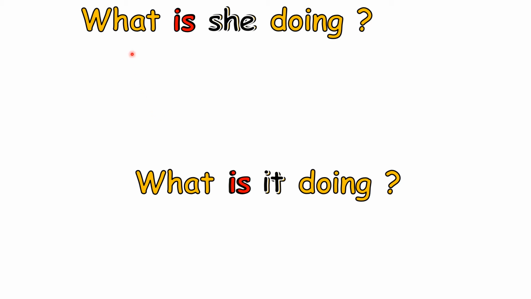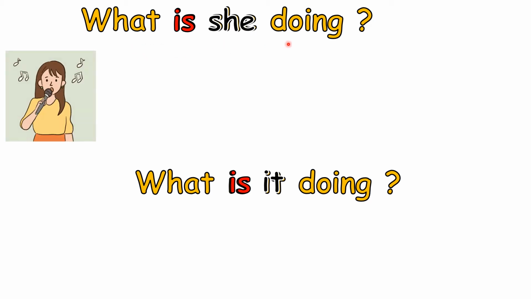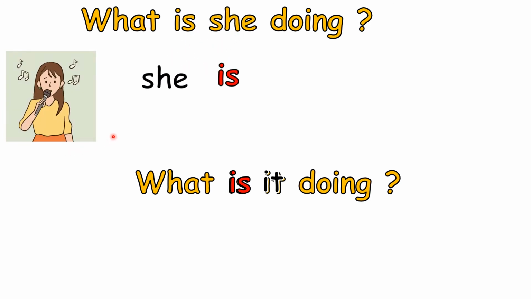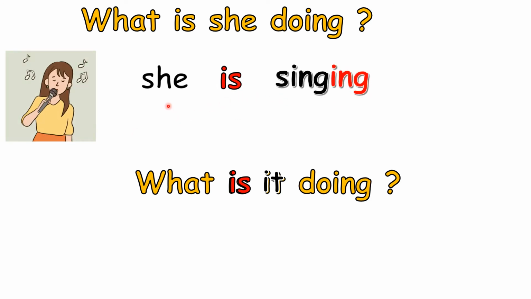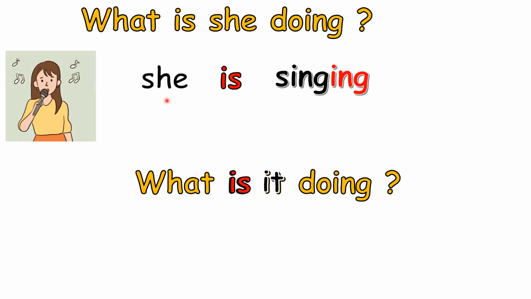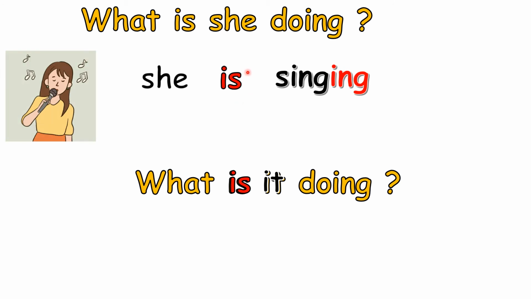Let's complete our practice together. What is she doing? Can you guess? Excellent. She is singing. As we said before, we first put the subject or the personal pronoun. Then we add the baby or verb to be. Then we put the verb plus ing. So, there is a baby of verb to be, I have to put ing.